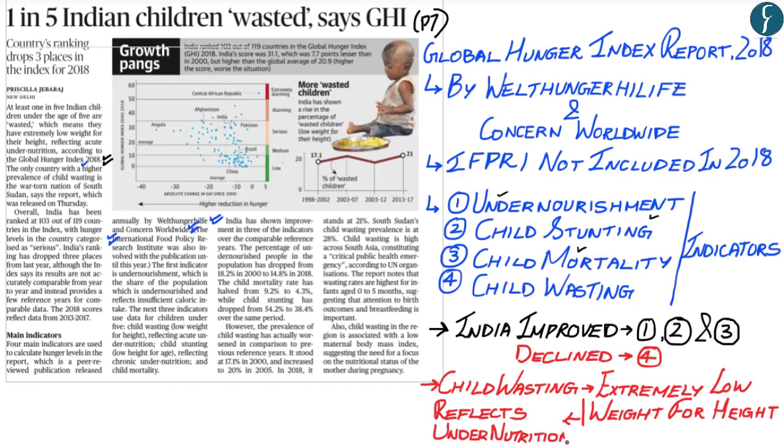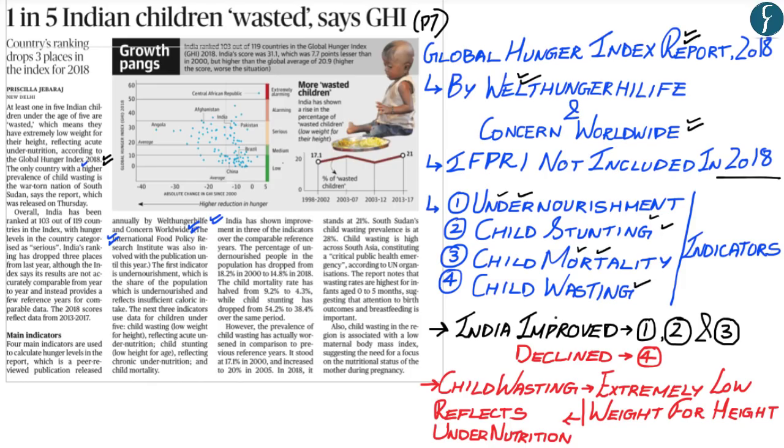So now hopefully up till here you've understood that the Global Hunger Index report of 2018 has been prepared by the Welthungerhilfe and Concern Worldwide NGOs. And what is unique about the 2018 report is that the International Food Policy Research Institute, which had been preparing this report till now, is not part of it, wherein the 2018 report contains four indicators, first being undernourishment, second being child stunting, third being child mortality, and the fourth being child wasting.